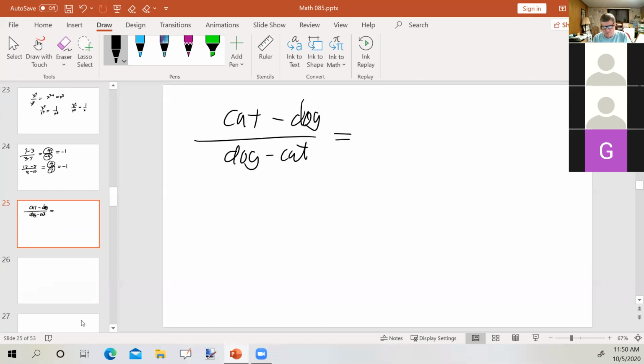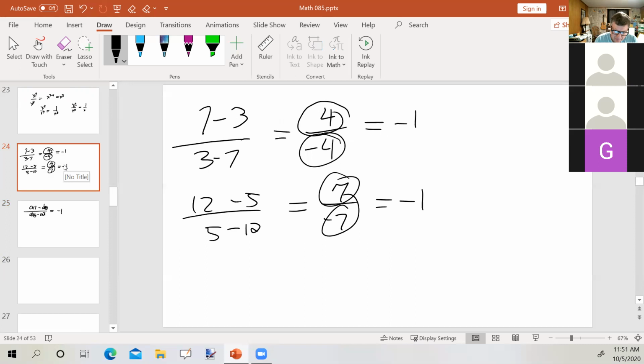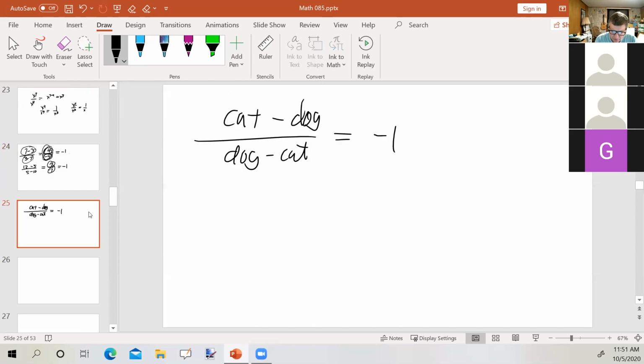What's cat minus dog divided by dog minus cat? -1. Good job. You got it. How about the rest of you? See the pattern? A number minus another number, and then you switch them. Your two answers are opposites, so you get -1. So cat minus dog is going to be the opposite of dog minus cat. A number divided by its opposite is -1.